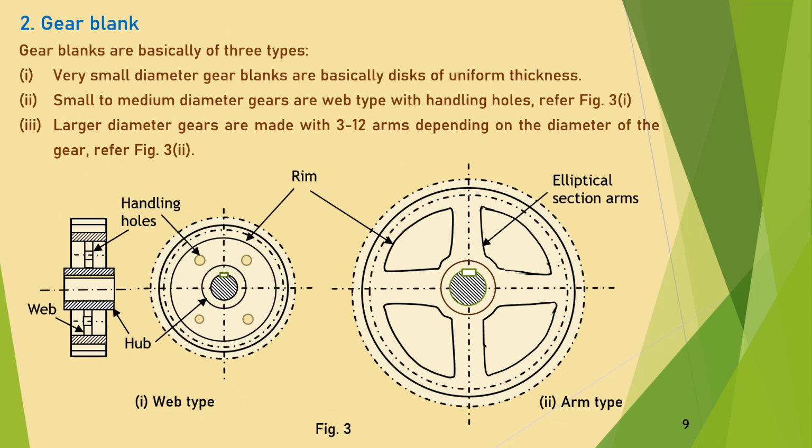Now we discuss some aspects of gear blank design. Gear blanks are basically of three types. Very small diameter gear blanks are basically discs of uniform thickness. Small to medium diameter gears are web type with handling holes. Refer figure 3 first. Large diameter gears are made with 3 to 12 arms depending on the diameter of the gear. Refer figure 3.